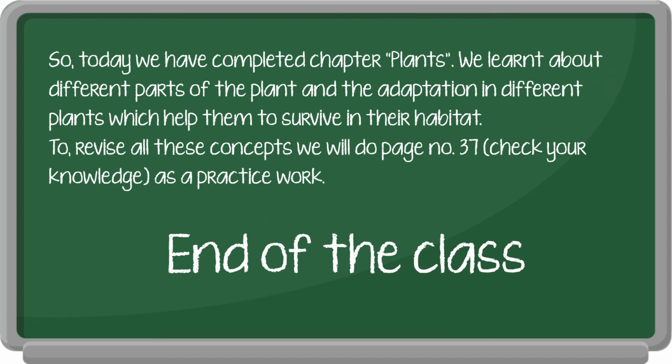So today we have compared two different types of habitat. We have seen that a plant grows better in its particular habitat only, where it is getting the proper requirements that it needs for its proper growth. So today we have completed the whole chapter on plants. In this chapter we have learnt about different parts of the plant along with their functions. We have done different activities, and we also learnt about the adaptations or features which we see in different plants which help them to survive in their particular habitat.